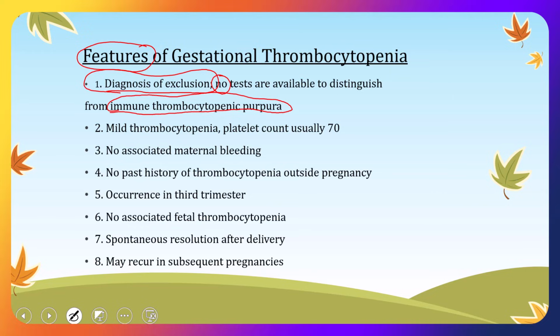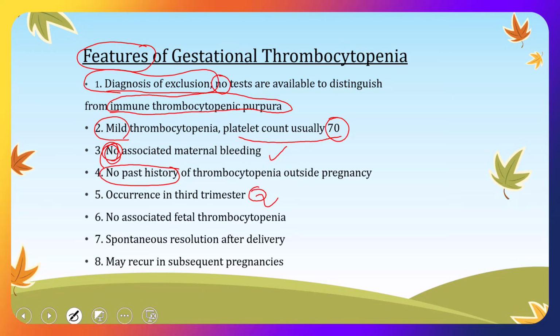So what are the features of gestational thrombocytopenia? The patient usually has mild thrombocytopenia, platelet count is usually between 70 and 100, and no associated bleeding. Please note these points. There is no associated maternal bleeding and there is no past history of thrombocytopenia outside the pregnancy. And this thing is very important.